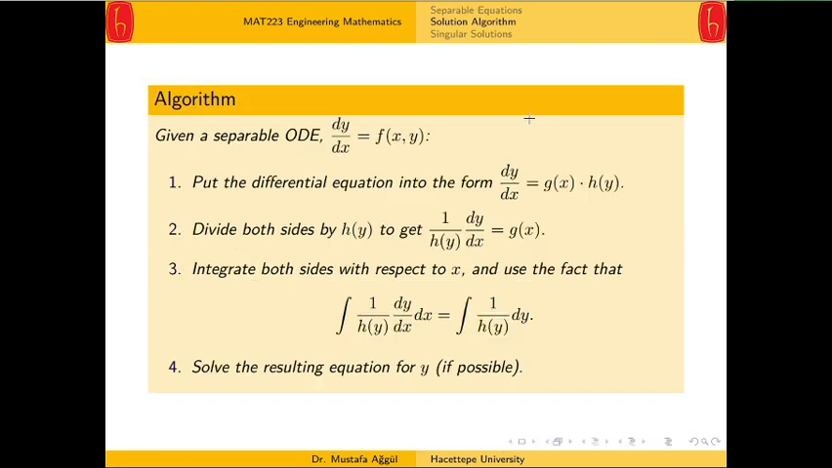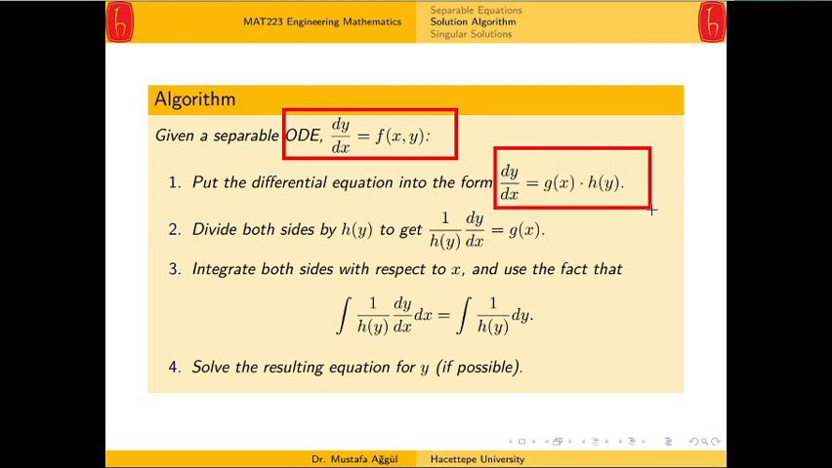Now, considering this example, let's figure out the algorithm for solutions. Given a separable ODE dy dx is equal to f of x comma y, we need to put this differential equation into this form. So we need to separate x terms from y terms on the right hand side. So we need to write it as g of x times h of y. This is the first step. And then in the second step, divide both sides by h of y. When we do that, 1 over h of y dy dx is equal to g of x.